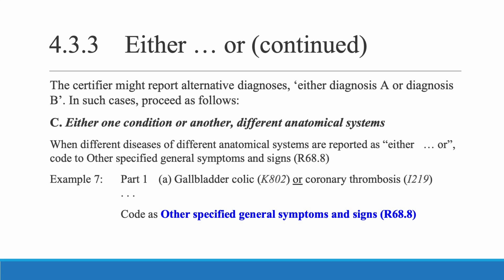And our only choice here is to code this to other specified general symptoms and signs, R68.8. It's fair to say that in such a case, the certifier is reporting that he really doesn't know what the underlying cause of death was. All that he can say is that it was one disease condition or another. And in such a case, the code applied must reflect the statement made. So we would code this as other specified general symptoms and signs, R68.8.